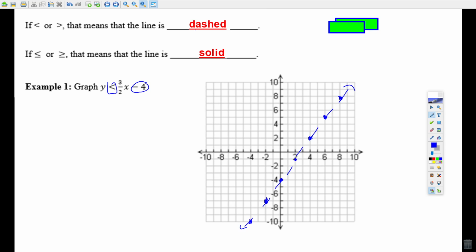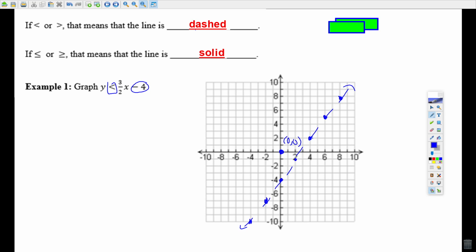The last part is to figure out where do you shade. You're either going to shade above the line somewhere or below the line. So here's the easiest way, I guess a surefire way of figuring out where to shade. What you do first is you pick a test point. So you can pick any point you want as long as it's not on your line. The easiest point that I usually do is pick 0, 0, as long as my line doesn't go through there.